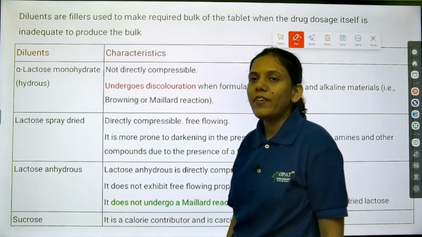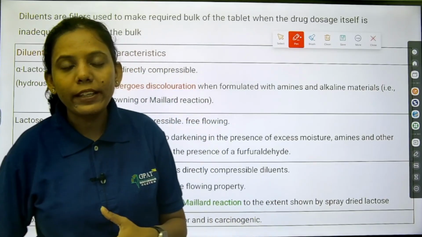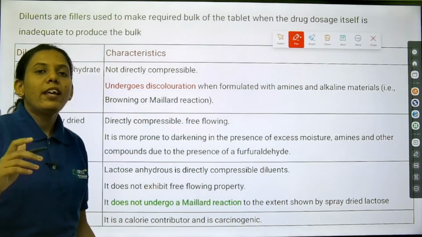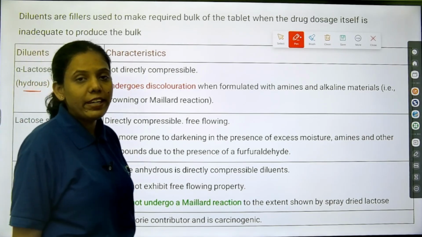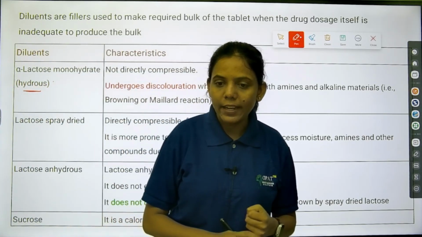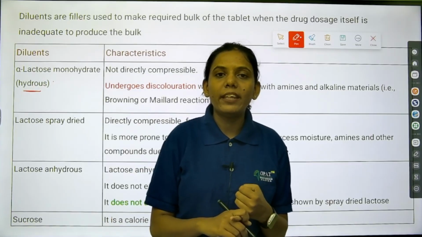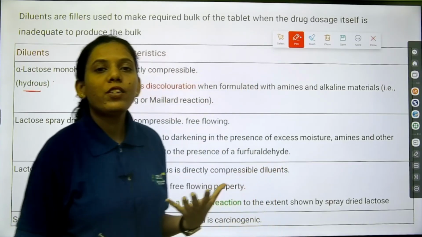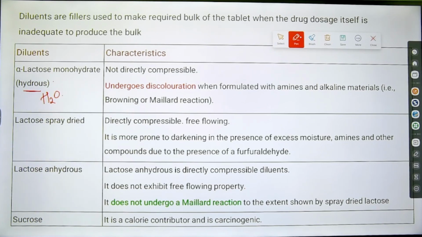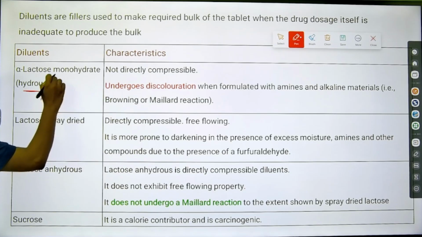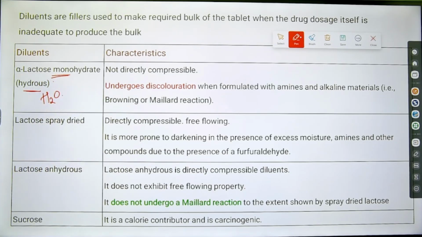So, lactose is one of the ingredients, one of the diluents that we add in the tablet. There are various types of lactose. Now, the very first is about the hydrous lactose. Hydrous lactose is nothing but lactose which has moisture. Hydrous means it has the water molecule. Mono means one single molecule of water is present.